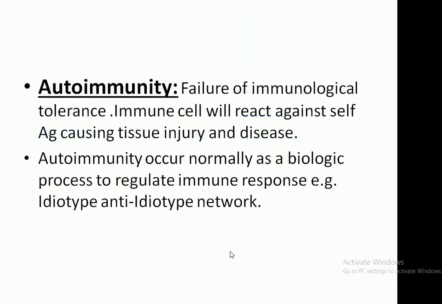Autoimmunity is the failure of immunological tolerance. Immune cells will react against antigen, causing tissue injury and disease. Autoimmunity also occurs normally as a biological process to regulate the immune response, for example the idiotype, anti-idiotype network. This is the natural process of autoimmunity that occurs in the body.